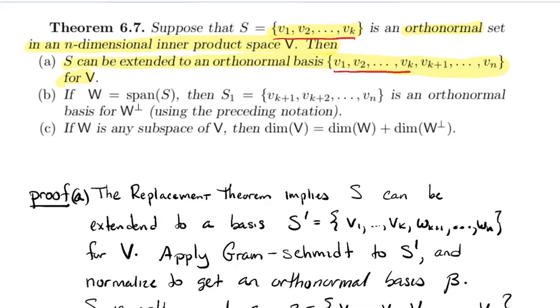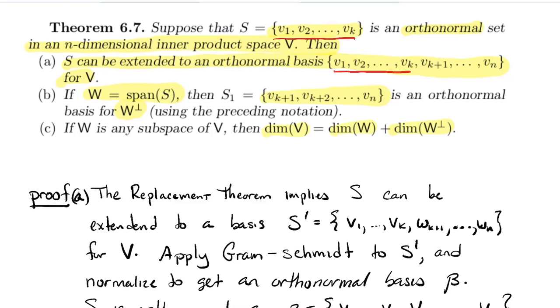That's part A. Part B is if W is the name of the span of those vectors, then the ones that we extend with, vk plus 1 through vn, are an orthonormal basis for W perp. And as a consequence of that, the dimension of V is the dimension of W plus the dimension of W perp for any subspace W of V. Okay, so let's see if we can prove this.